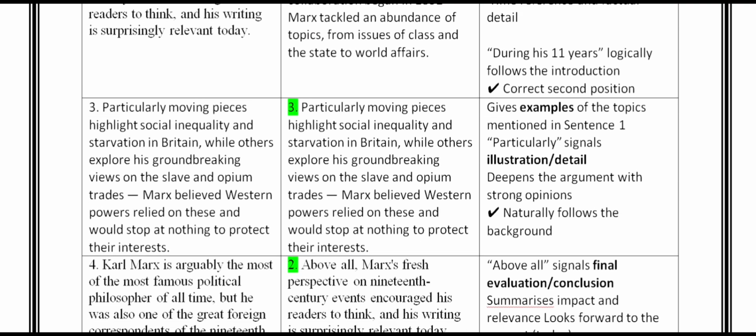Sentence number 3 is exactly the sentence number 3 in the answer also. The reason: it gives examples, it uses the word particularly, which is either signaling an illustration or going into detail. This further deepens the argument and strengthens the opinion. Thereby, this naturally follows the background and happens to be sentence number 3.